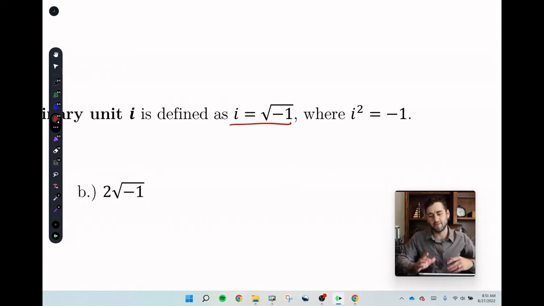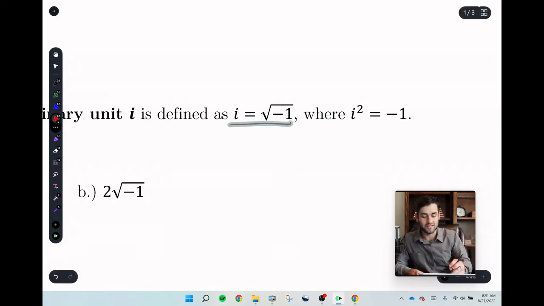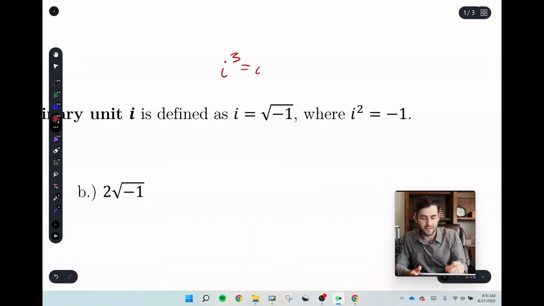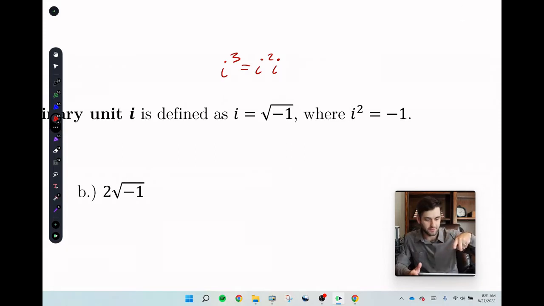Now, there's this really cool thing that we might have time to get to about the cyclical nature of this and what happens if we keep going. This is just to explore a little bit. What about I cubed? What happens if we do one more step? What happens if we multiply by I again? Well, that's just the same thing as I squared times I, right? And we have both those definitions right below.